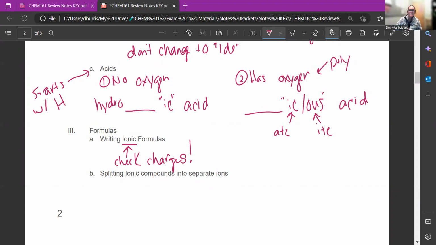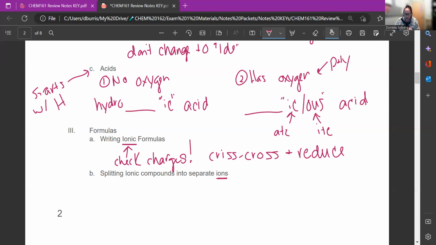Once you check your charges, the easiest way to figure out the formula is you crisscross those numbers into subscripts and you reduce them if they can be reduced. So: check charges, crisscross, and reduce. If they're both 2s, you can reduce them to 1s and so on. And if I'm going the other way, if I ask you to split them into ions, those subscripts should now become coefficients, and you have to have charges.